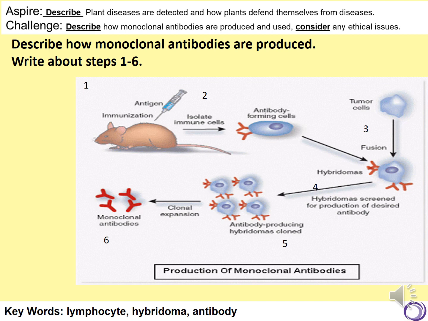Step 4, we're screening. Step 5 we've got the word cloning. And then finally the monoclonal antibodies, that's the whole production process point. So those are the critical stages that we need. If we were writing this in a list, they're the words that we need to understand.